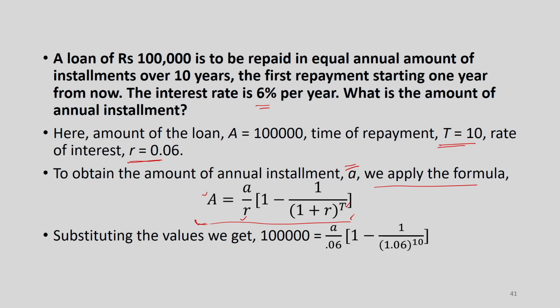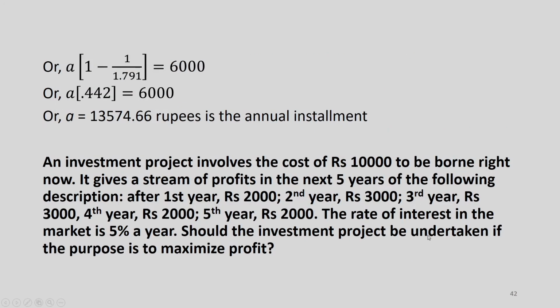So, I have substituted all these values in this formula, and in the next stage it becomes a little bit simpler. Again, I am taking approximate values to 3 decimal places, and so this turns out to be this, and in the next stage I get small a is equal to 13,574.66 rupees as the annual installment. Okay, so that is the answer.